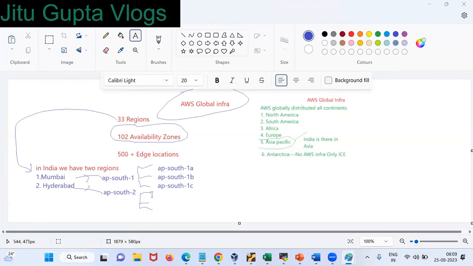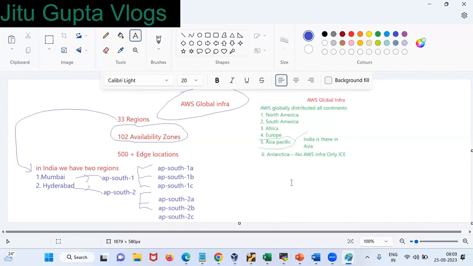AP South 2A. AP South 2B. AP South 2C. Okay. Clear here?